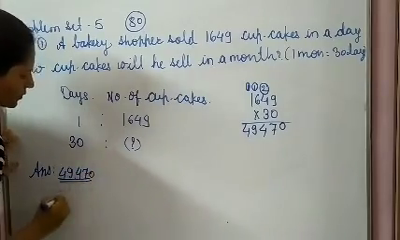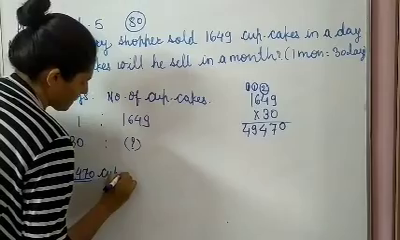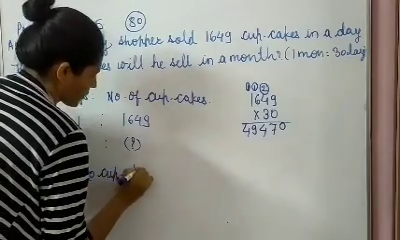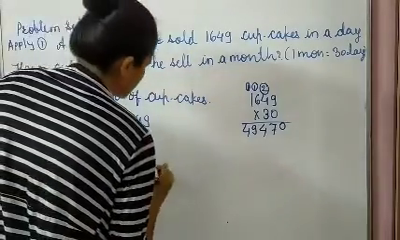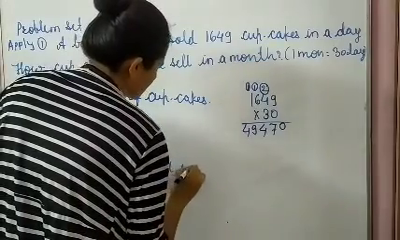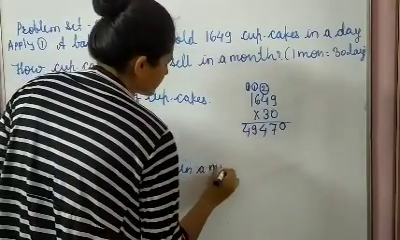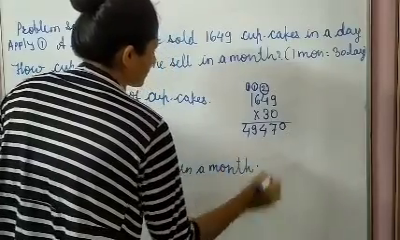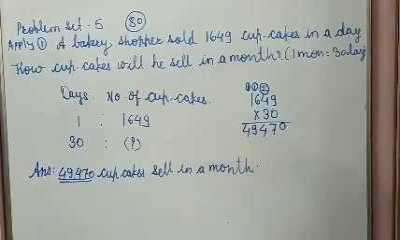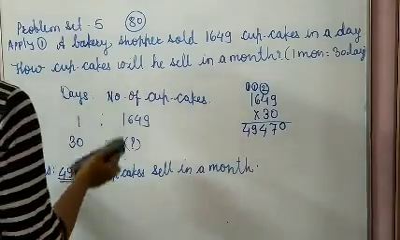49,470 cupcakes sold in a month. So this is our answer. All problems are very easy. Next, on the same problem set, one more problem is given, that you have to solve by yourself. Now after that we see the next one, that is revise.